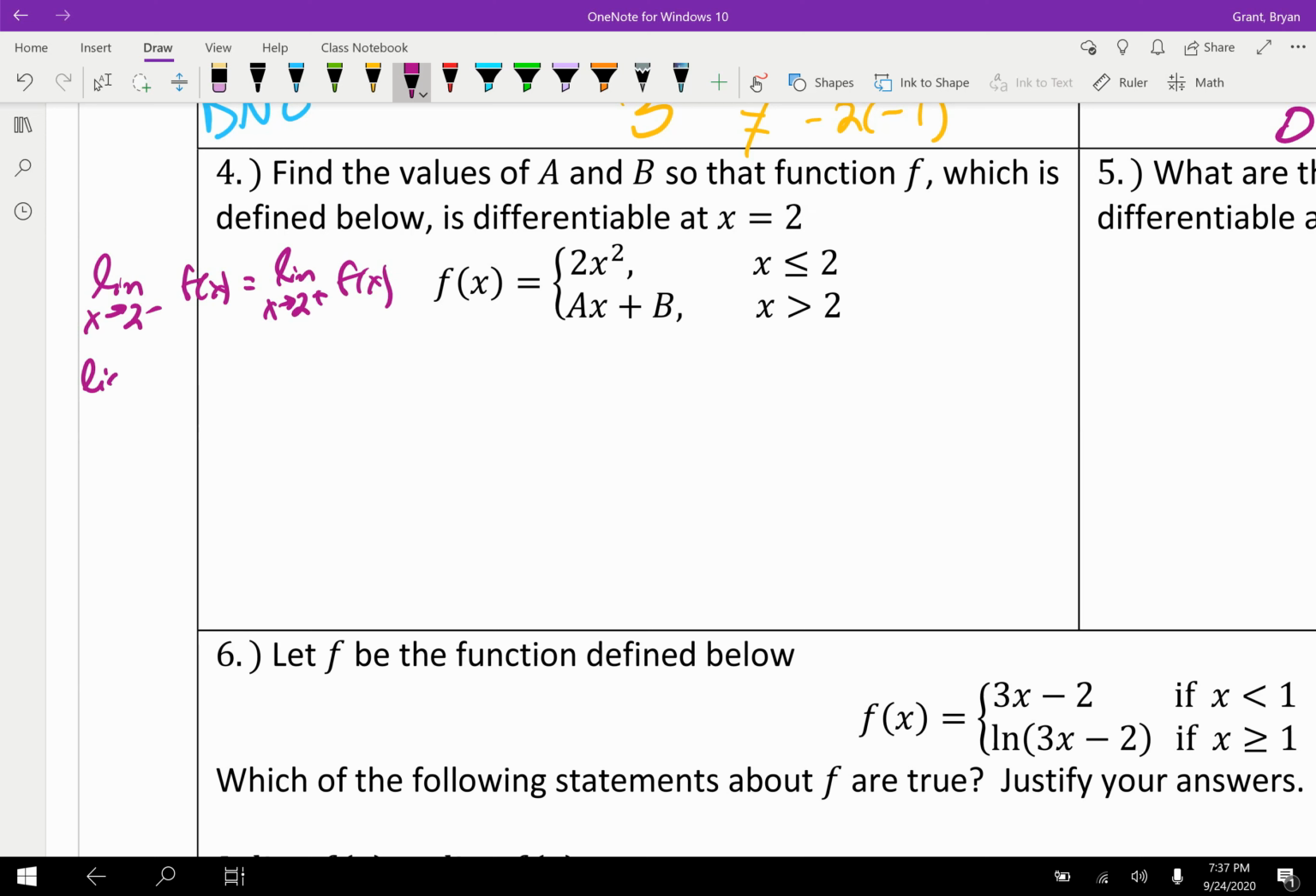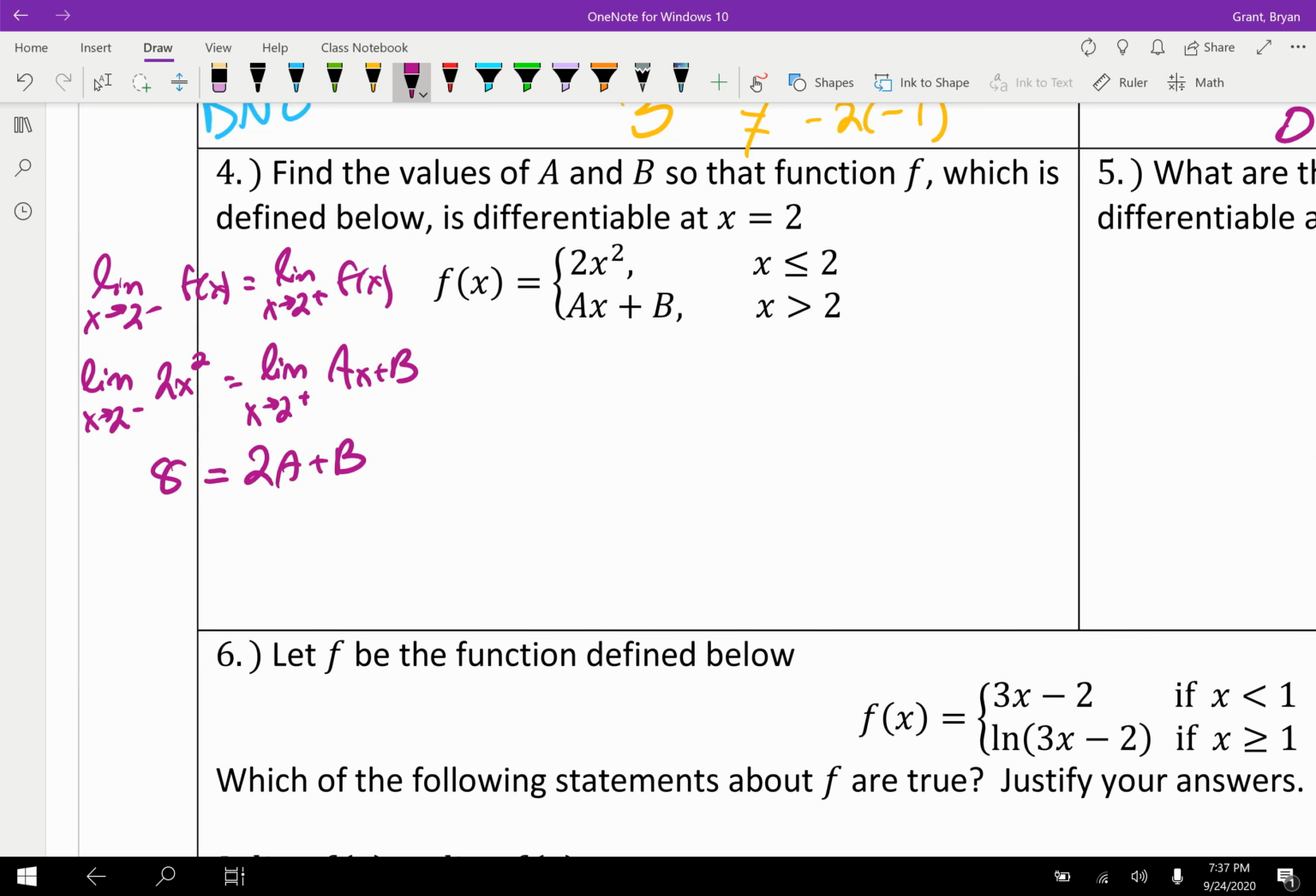Continuing down, we're going to replace f of x with our 2x squared from the left. And we're going to replace f of x with our ax plus b from the right. And then we evaluate at 2. 2 times 2 is 4. 4 times 2 is 8. 8 equals 2a plus b.